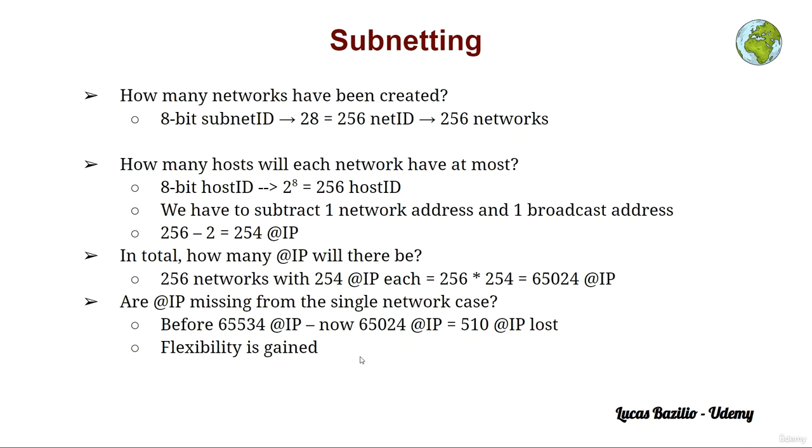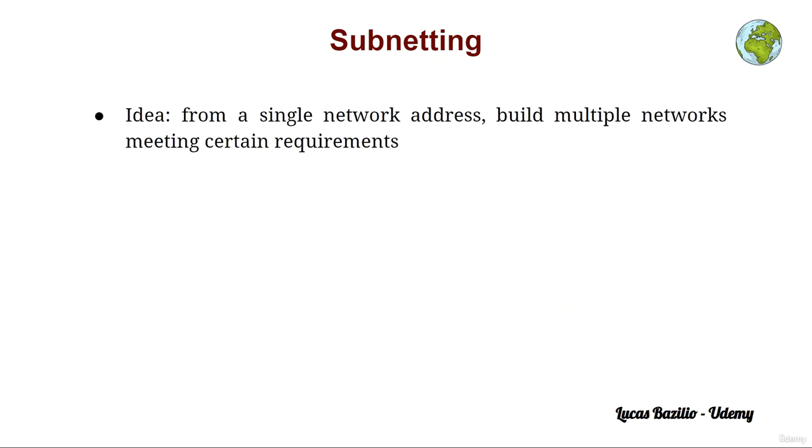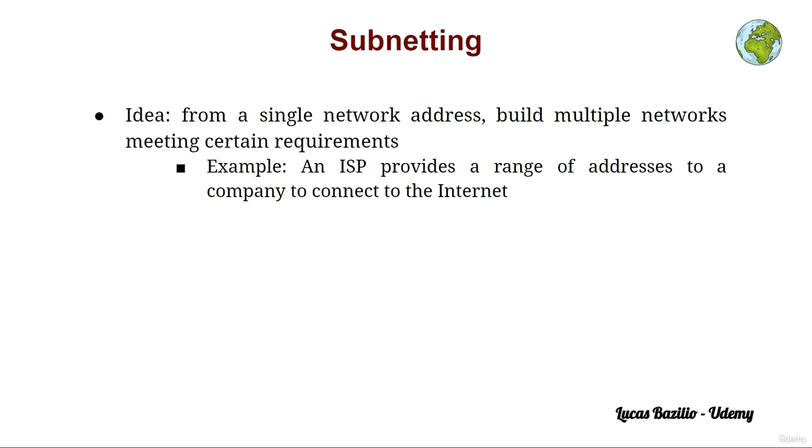However, we have gained a lot of flexibility because now instead of only one network, we can have lots of networks. We can have in total 256 networks, which is by far more interesting than having only one single network, right? So subnetting is everywhere, not only with internet service providers, but it is widely used in computer networks. Okay, so now let's see another example of subnetting.